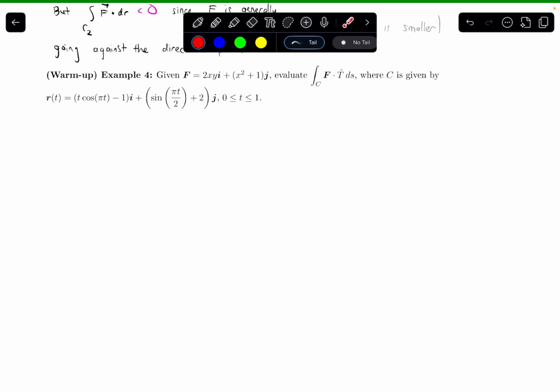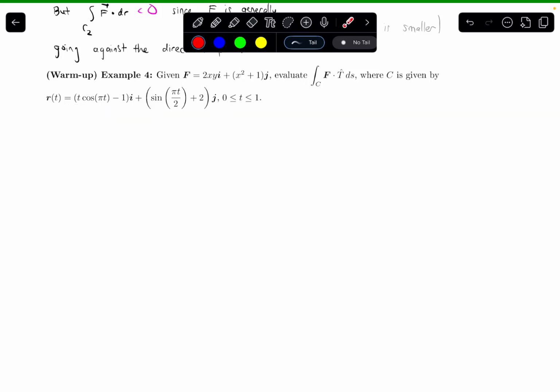In this video, we are going to do a practice problem involving finding a line integral of a vector field. The question says, given this vector field f, I want to evaluate the line integral of the vector field, where C is given, our curve is given by this parameterized equation.